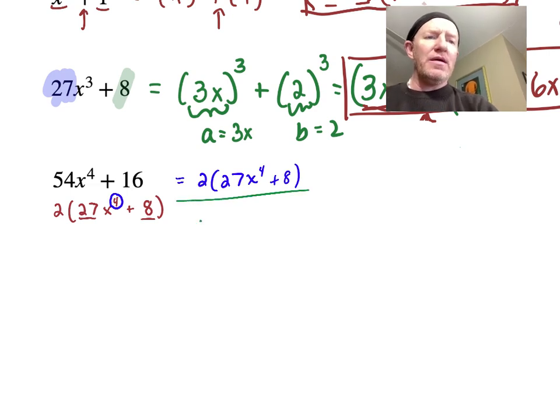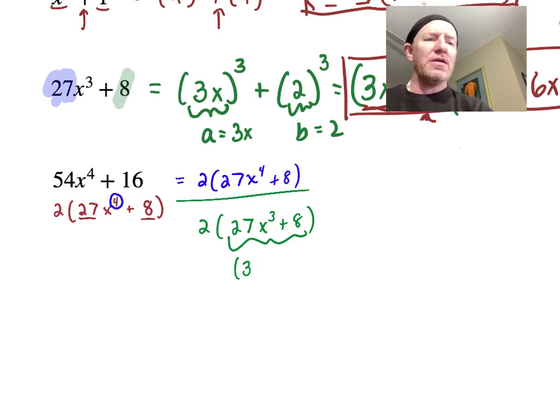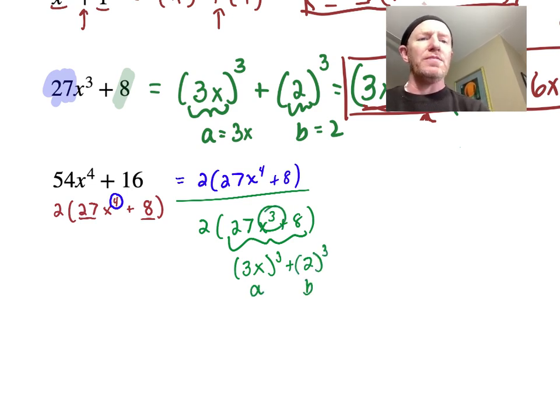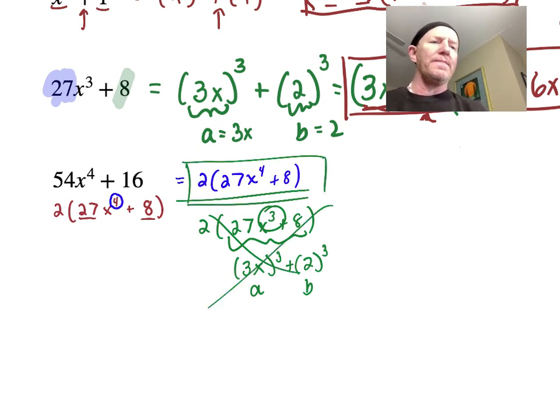Okay, now had it been, I take out the 2, and it was really just an x cubed plus 8. Then I could go to town on this. A would be a 3x, and b would be a 2. And then there's my a, there's my b, and I could factor it if it was cubed, but that's not the case, so I get to stop right there. And that should take care of everything.